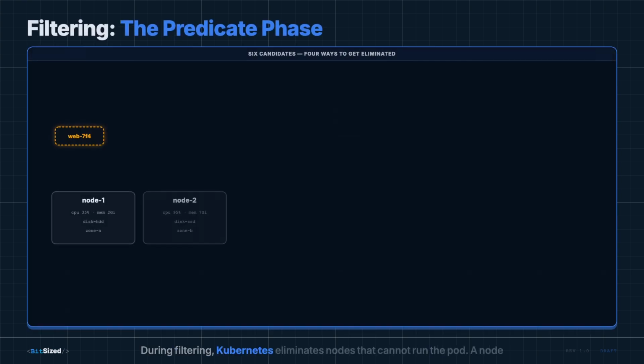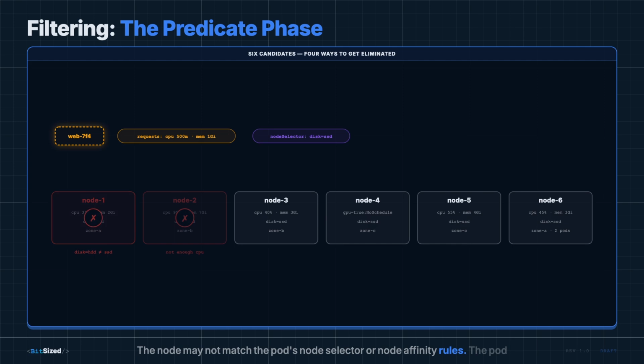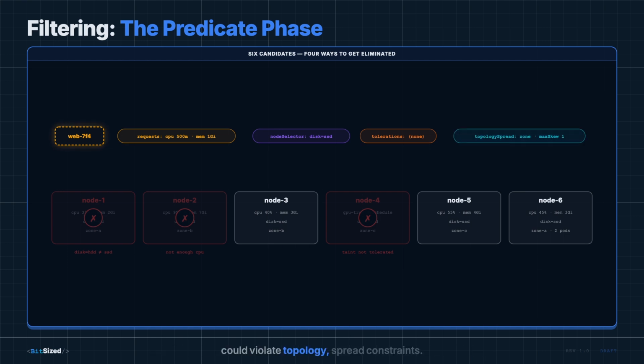During filtering, Kubernetes eliminates nodes that cannot run the pod. A node might not have enough CPU or memory according to the pod's resource requests. The node may not match the pod's node selector or node affinity rules. The pod might not tolerate a taint applied to the node. Or scheduling the pod there could violate topology spread constraints.